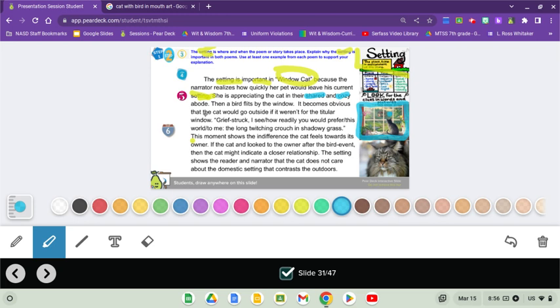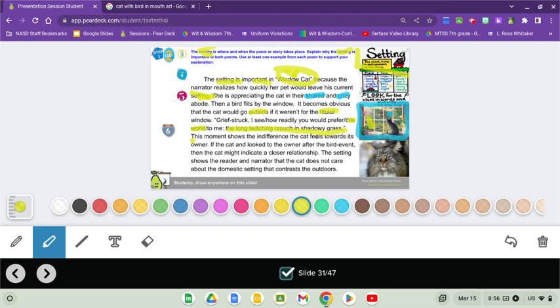It becomes obvious that the cat would go outside. Outside, to me, that sounds an awful lot like setting if it weren't for the titular window. Titular meaning relating to the title, which is Window Cat. Window tells you about the setting. So let's get that word titular. Grief struck, I see how readily you would prefer this world to me. And then they describe the outdoors, the long twitching crouch in the shadowy grass. Right? There is the shadowy grass right there.